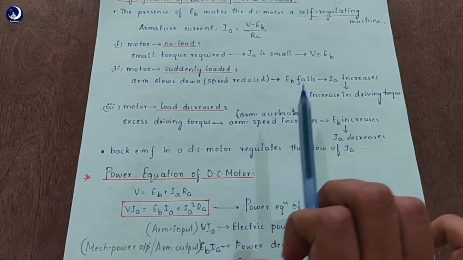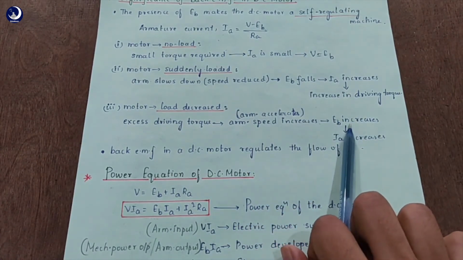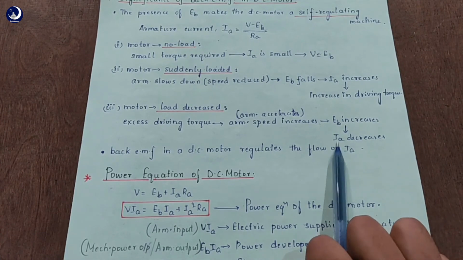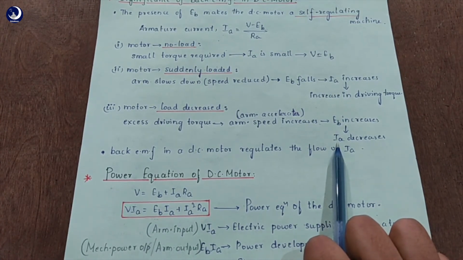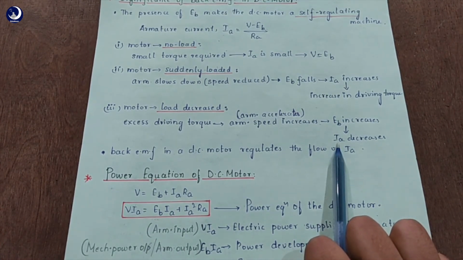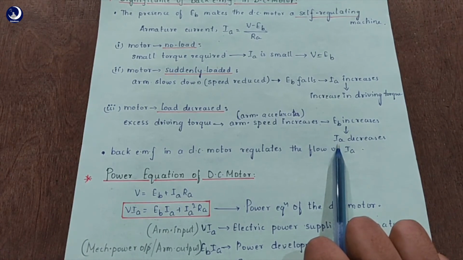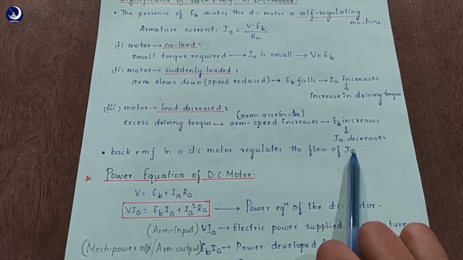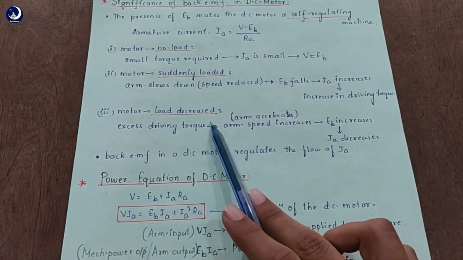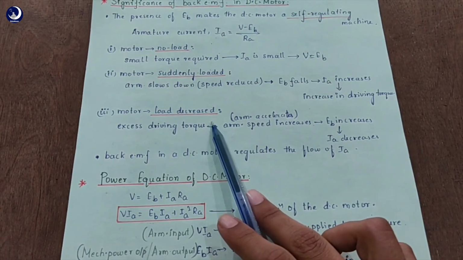If speed increases, back EMF increases. Back EMF increases, armature current decreases. You got the point? So the motor will stop accelerating when the armature current is just sufficient to produce the reduced torque required by the load.